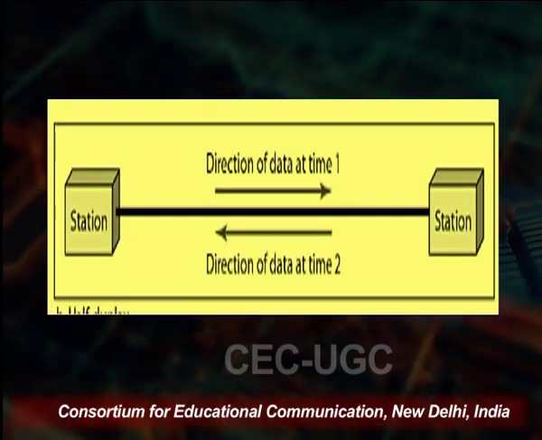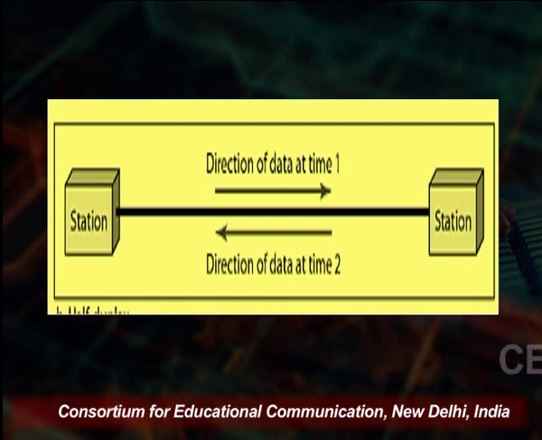Both the sides can communicate, but one at a time. So, if we want to have a look at this half duplex, here you can see there are two stations. That is why I have not named them sender and receiver. Let us say station 1 and station 2, and at a particular time, let us say T1, the data is being sent from station 1 to station 2. So, station 1 is sending, station 2 is receiving.